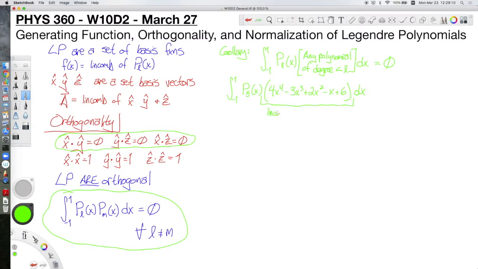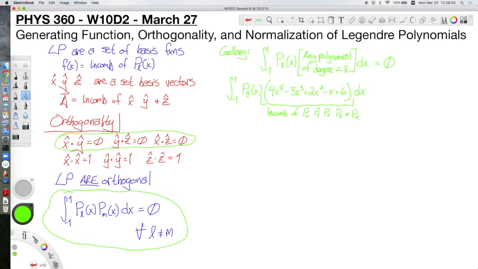So we can write this regular old polynomial, 4x to the 4th minus 3x cubed plus 2x squared minus x plus 6, as a linear combination of P0, P1, P2, P3, and P4.